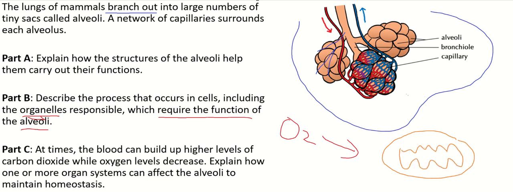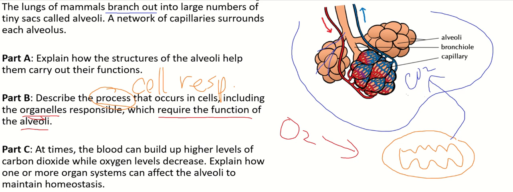Okay, and what happens in the mitochondria? Because it's asking you about the process, not the structure. All right, the process is called cellular respiration. It is a process that requires the function of the alveoli. It needs the oxygen brought in by the alveoli. And then that's going to produce carbon dioxide as waste.